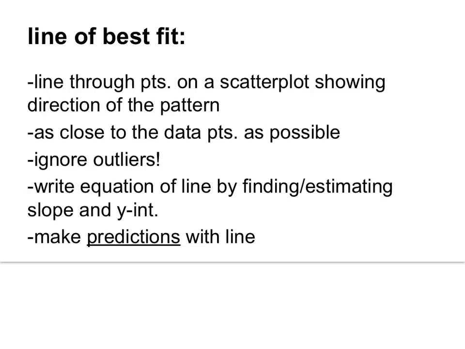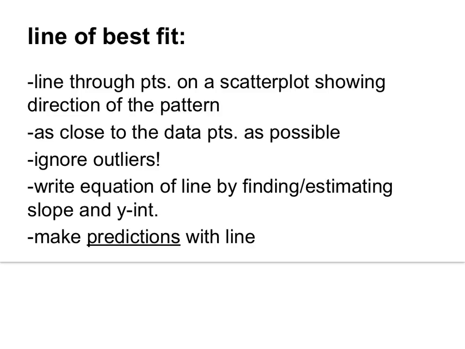A line of best fit. It's a line through the points on a scatter plot showing the direction of the pattern. You make a line of best fit as close to the data points as possible. It needs to be as close to the data points as possible, usually right through the middle of the cloud of data points.